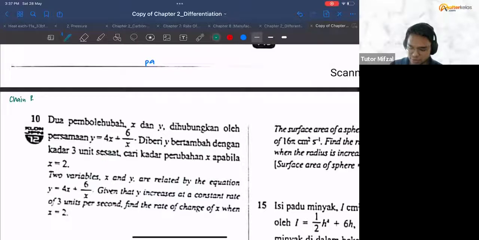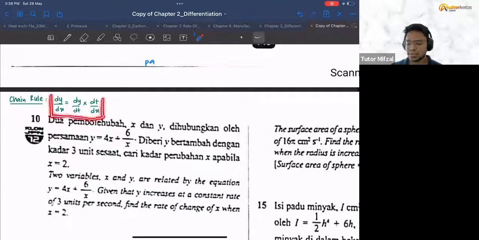Okay, chain rule. Now, what is chain rule? You want to find dy over dx, but you get dy over dx by dy over dt times dt over dx. So as you can see over here, dy over dx we can get from differentiating y in terms of t and multiplying it with differentiating t with respect to x.